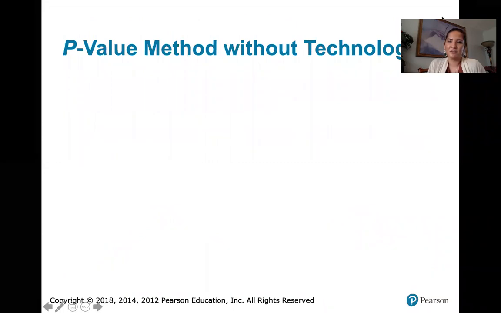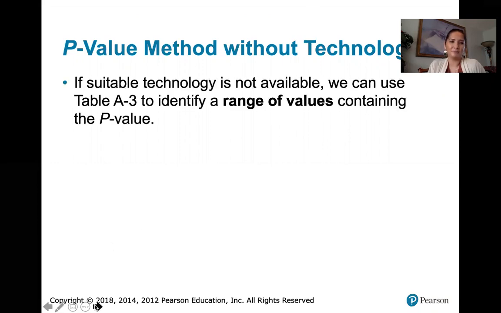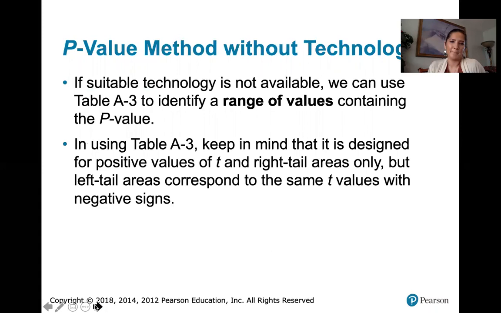Okay, now there's one other thing I wanted to mention. I'm not going to go into too much detail about this, but it's mentioned in your book, so I wanted you to be aware of it. If you don't have access to technology, you can use table A3 to infer a range of values that must contain the p-value. Now, you also want to keep in mind that the t-scores listed in table A3 are always positive. So if you're looking at a left-tailed test, you have to multiply it by -1. But that's fine. We've been doing that all along.